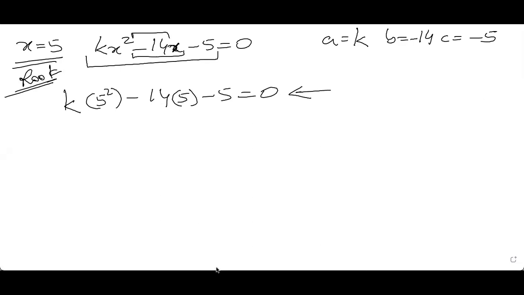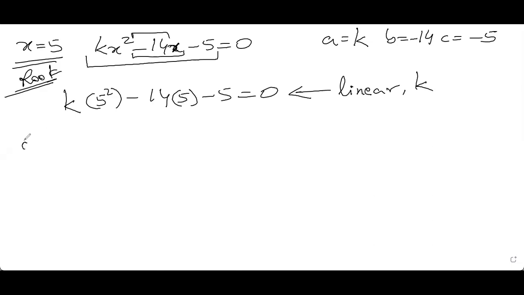K is correct. Now, if k is the variable, what is the power of k? Is it 2? Do you see k square anywhere? What type of equation is this? Linear. Yes, it is a linear equation in k. We know how to solve this.